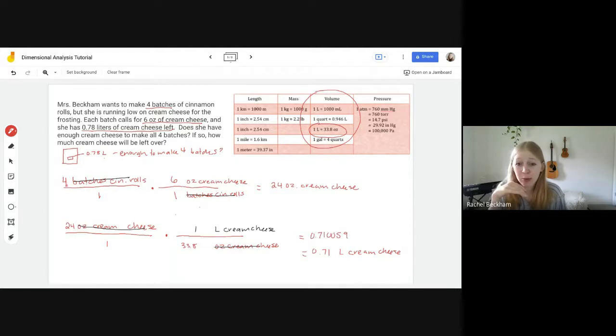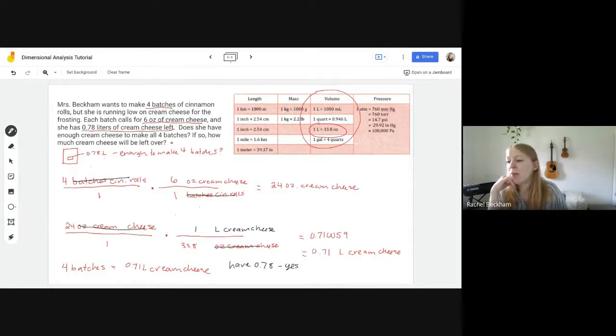Remember, we started with the 4 batches. So basically, we figured out that for every 4 batches, I'm going to need 0.71 liters of cream cheese. That's just what we figured out there. Okay. And let's remember that in my fridge right here, I have 0.78 liters. So the question is, do I have enough? The answer is yes, I have enough because I have 0.78 and it calls for 0.71.